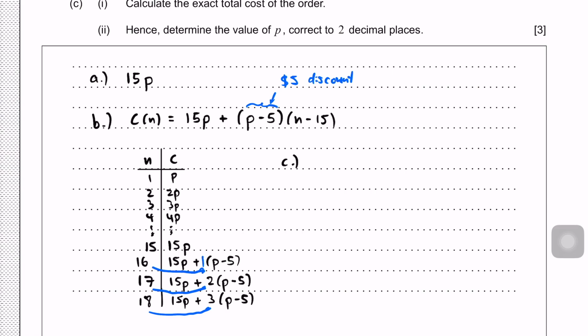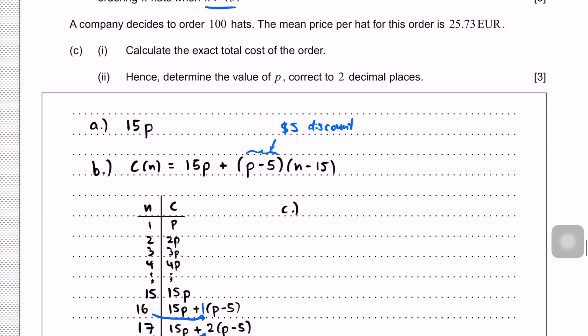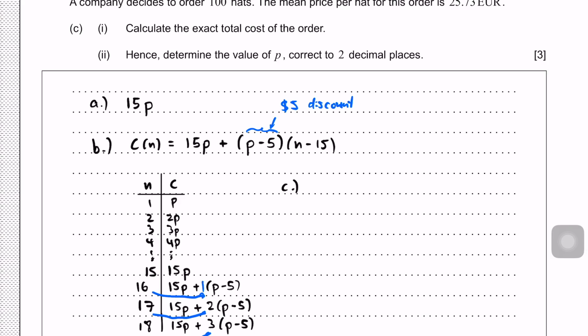So part C, the exact order. The average price of 100 hats is €25 and 73 cents. So what is the total cost? If you paid on average 25.73 euros and you bought 100, it would just be 100 times whatever the average is. So in this case, it would just be 100 hats times an average price of 25.73, or in the end, this would be 2,573. I guess this would be euros.